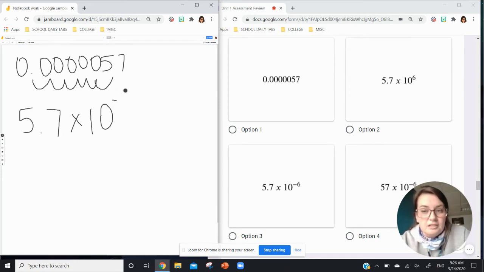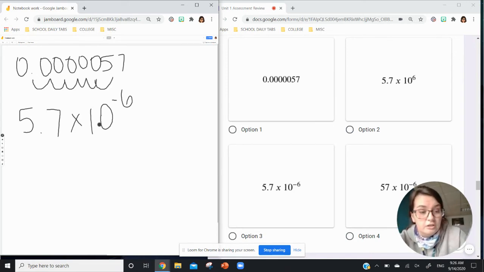But I moved this to the right. It's a small number, so it's going to have a negative exponent. And then I moved it 1, 2, 3, 4, 5, 6. So negative 6 should be my exponent. And let's say that that doesn't make sense to you.